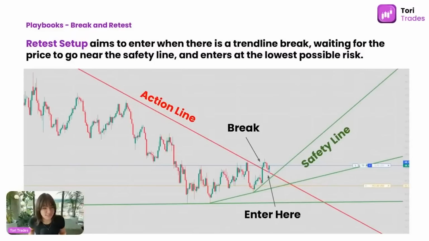What is the break and retest? You guys already know what the break is. Very clear. I'm just adding one extra step. A retest is when price breaks our action line. We know which one is an action. We know which one is a safety. It is when price breaks our action line and then touches it from the other side, or retests it from the other side. This is just yet another type of setup.